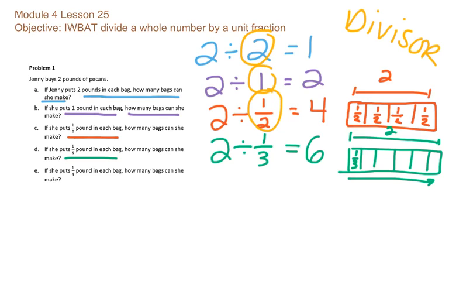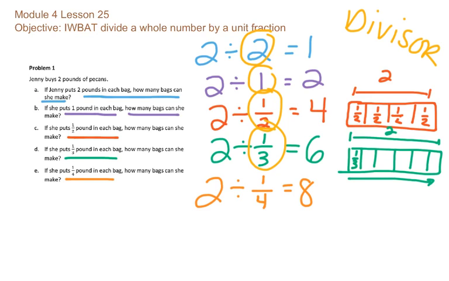And then lastly, we have 1/4. The divisor, instead of being 1/3, is now changed to 1/4. So if she puts 1/4 pound in each bag, how many bags can she make? She has 2 pounds, and we're going to divide those 2 pounds by increments of 1/4. And so how many of these bags can she make? Well, she can make 8.